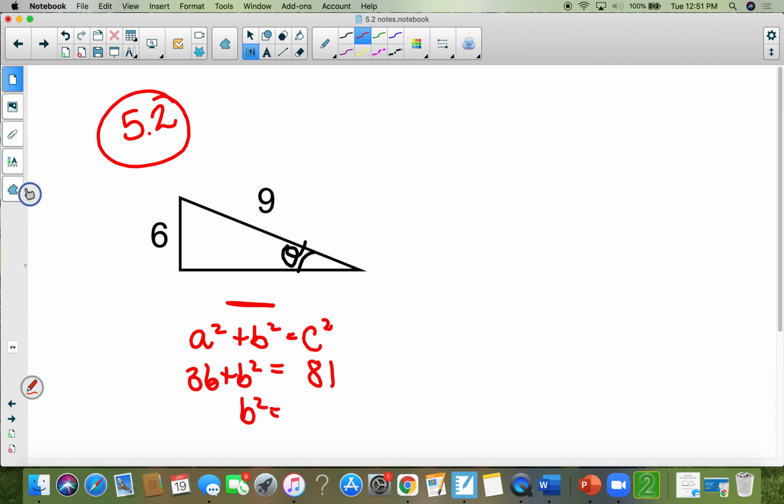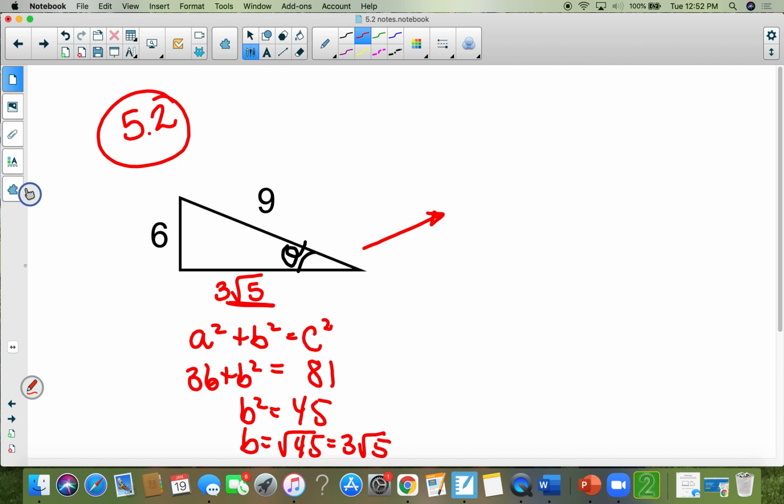So b squared equals 81 minus 36, which is 45. So b is equal to the square root of 45, which is 3 root 5. You have to reduce your radical. So I found the missing side as 3 root 5. So that's the first thing you're going to do, is find the missing side. And then they're just going to ask you about one of the 6 on every problem.